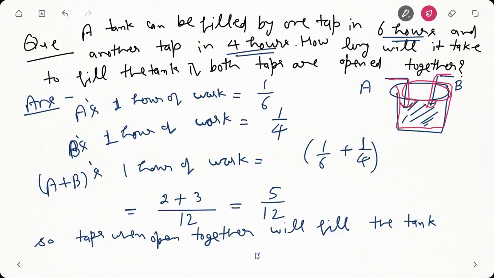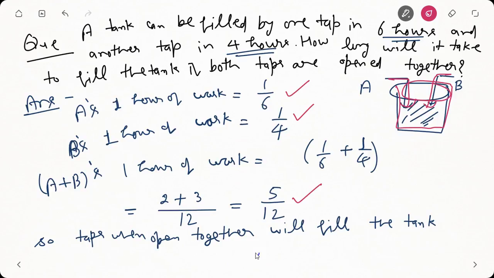So A's 1 hour work would be 1 by 6. Similarly, B's 1 hour work would be 1 by 4. So A and B's 1 hour of work would be 1 by 6 plus 1 by 4. Taking the LCM, that is 12. 6 2s are 12, 2 1s are 2, plus 4 3s are 12, 3 1s are 3. That is 5 by 12. So A and B's 1 hour of work would be 5 by 12.